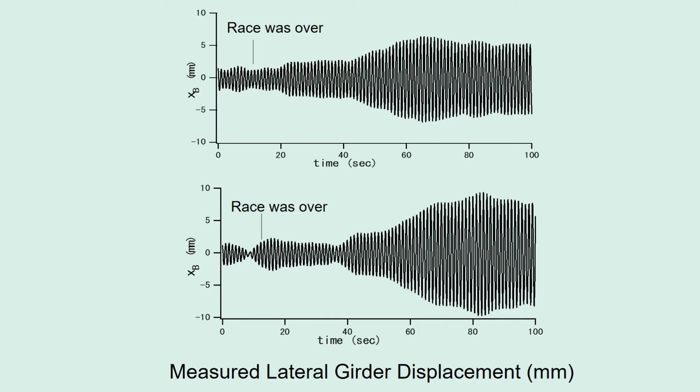These are the measured lateral girder displacements, which were obtained by integrating the acceleration twice. Two data sets on different days are shown here. After the race is over and the people started to cross the bridge, the girder lateral displacement increases with a maximum value of 7 to 9 millimeters.